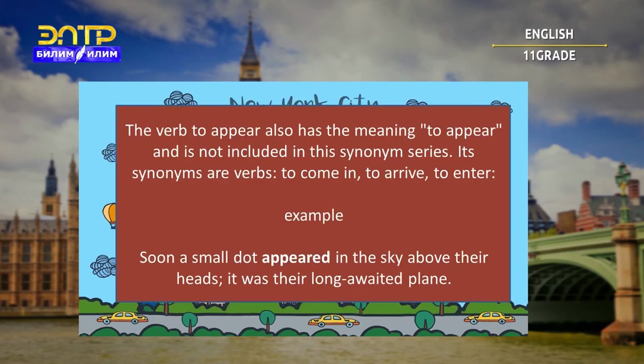The verb to appear also has the meaning to come into view and is not included in this synonym series. Its synonyms are verbs to come in, to arrive, to enter. Example: soon a small dot appeared in the sky above their heads. It was their long-awaited plane.